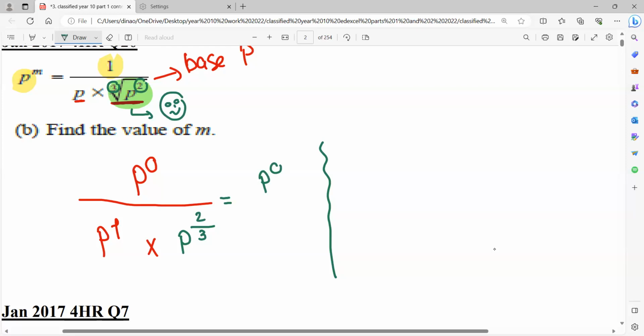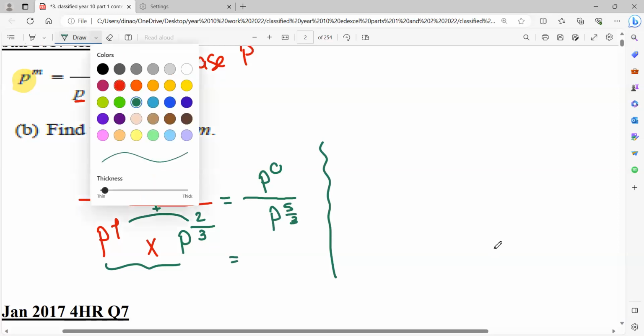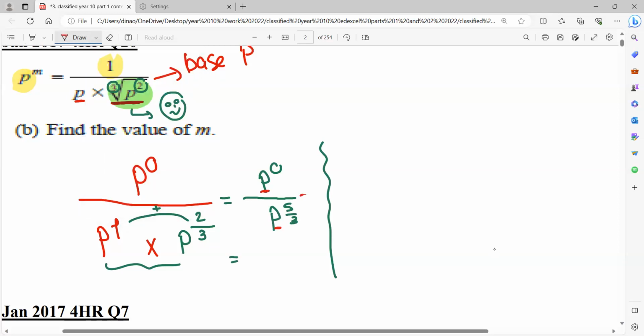And now I will keep the numerator as it is. Here I can add because I have multiplication and I am dealing with the same base, so I have the right to add the powers. So 1 plus 2 over 3, which is 5 over 3. So I added the powers over here. And then now to the final answer, since I have the same base, which is the letter P, I moved on to division. So what do I do with the powers in this case? I subtract the powers. So 0 minus 5 over 3, which is negative 5 over 3.